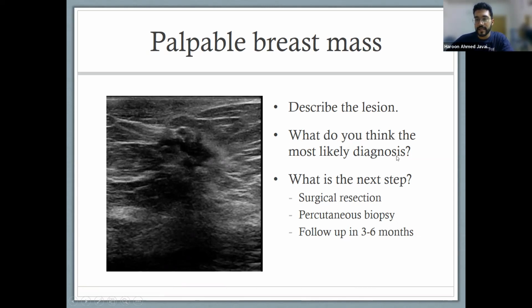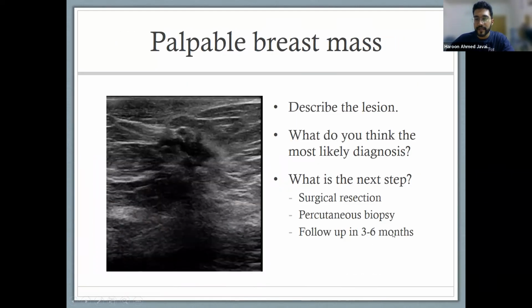So what is the next step? After you think that this is most probably a cancer, you would go for confirmation. How do you confirm? You would do a biopsy. How would you take the biopsy? Under ultrasound guidance, right? So the next step is to just take a biopsy from this ultrasound.